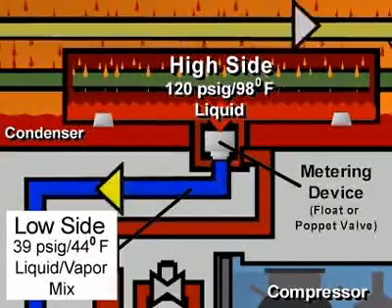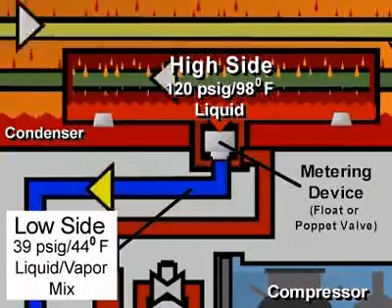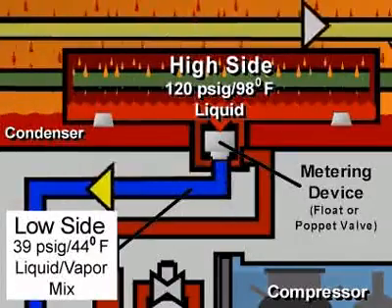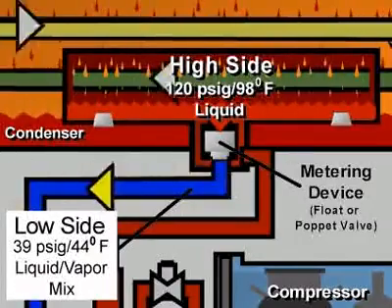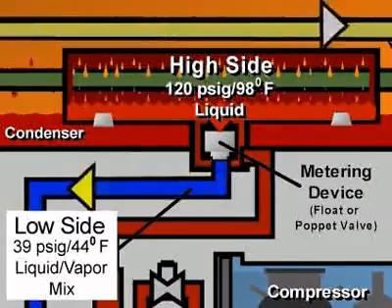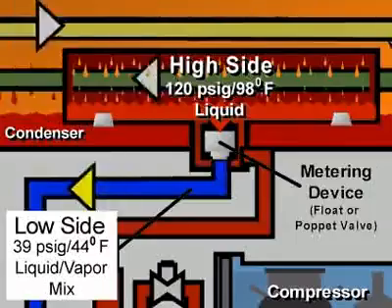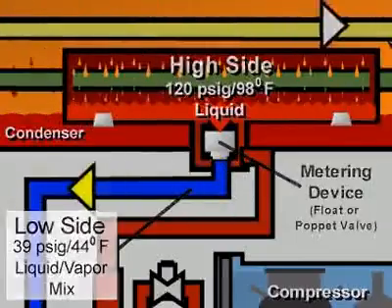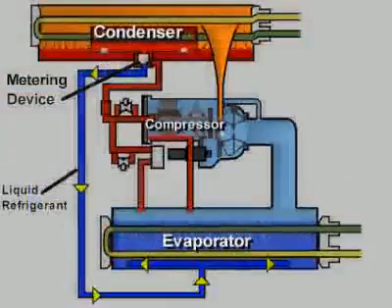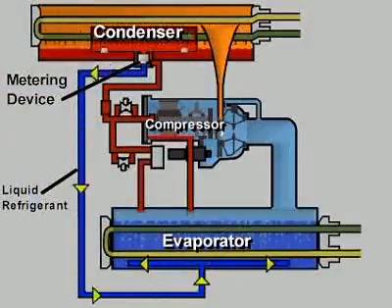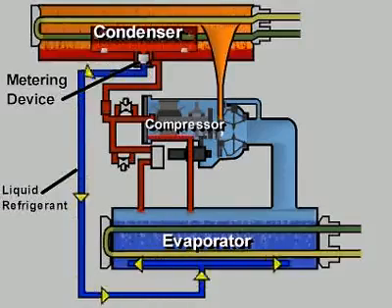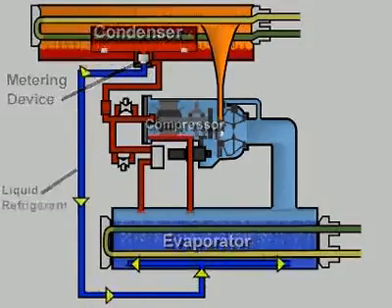When the liquid passes through the metering device, some of it flashes to a vapor at the lower pressure on the evaporator side. In flashing, it removes heat from the remaining liquid, lowering its temperature to 44 degrees. The cold liquid refrigerant then flows into the evaporator, where the cycle can begin again. This is the mechanical non-positive displacement vapor compression refrigeration cycle using a centrifugal compressor.